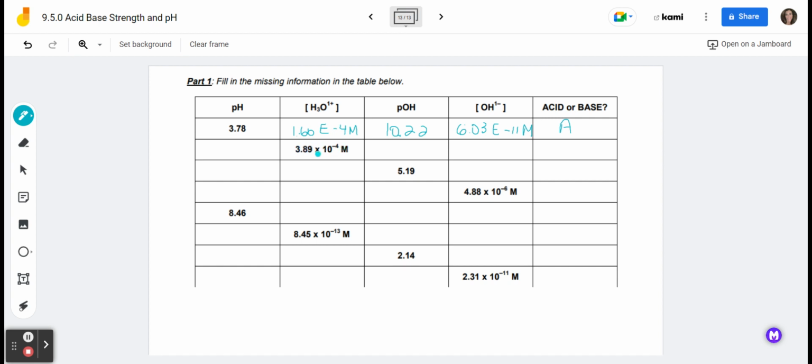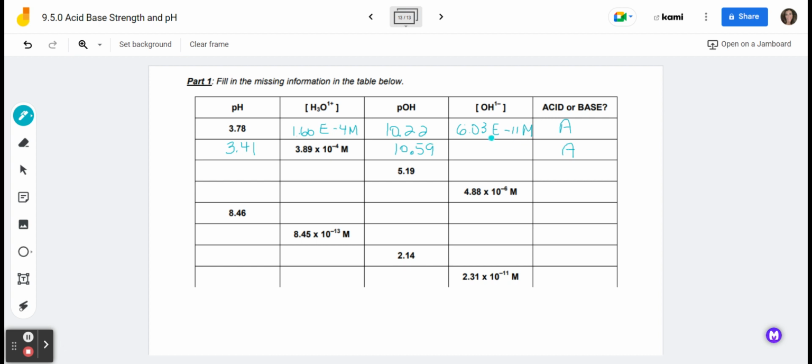All right, this time, this second row, they're giving me hydronium, and I got to figure out the rest. So what I can do is I can figure out pH from this by hitting negative log and then 3.89 E negative 4, which I get 3.41. All right, I know that's an acid. I can answer that one. Now I can take 14 minus 3.41 to find the pOH, which is 10.59.